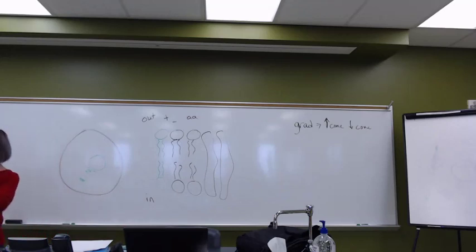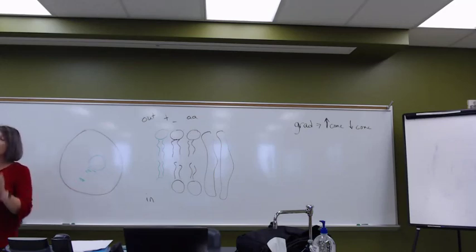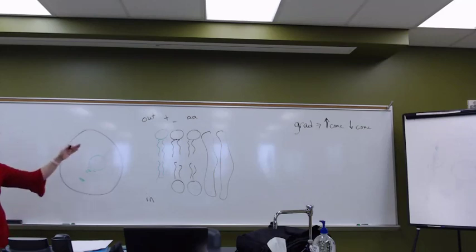Anybody else? Let's see if anybody else has some ideas on why it would be important for materials to be able to move into the cell. Because the cell may require something, but you don't want to have the wrong thing going in. We don't want the wrong thing. It's selective. The cell might need something.